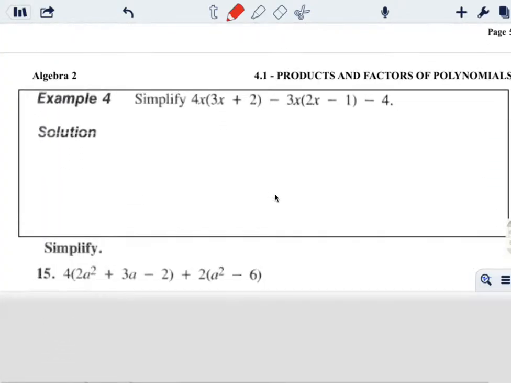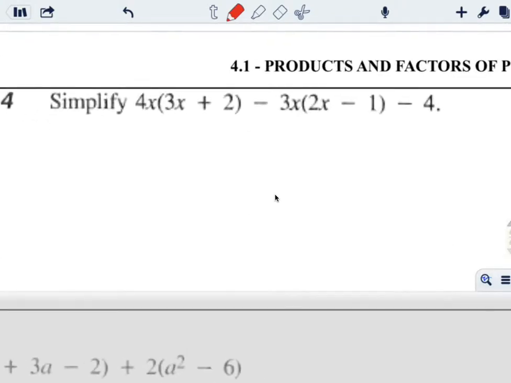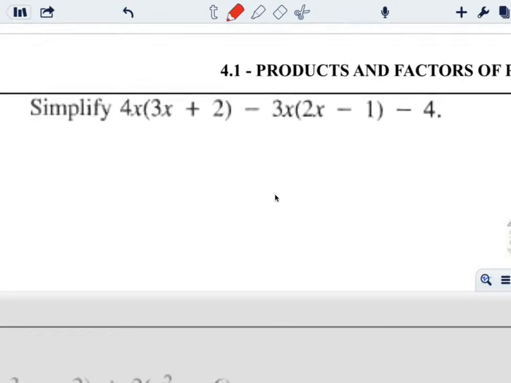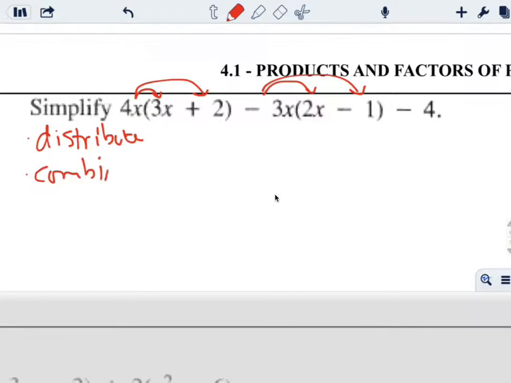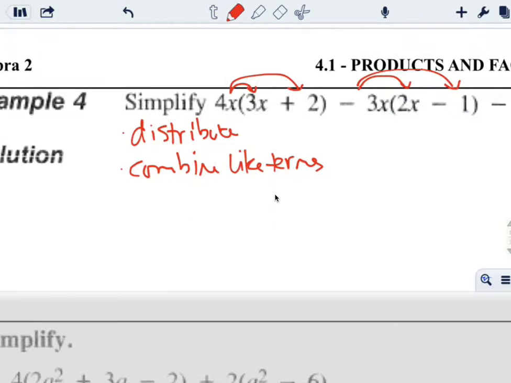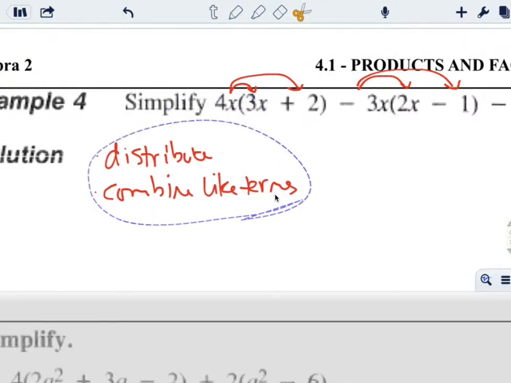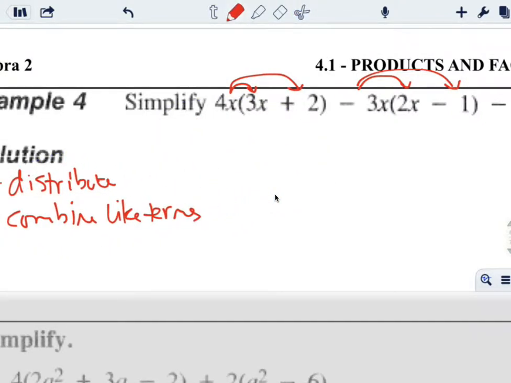And we've got one more. This type of problem, we want to simplify, and the easiest way to do these is distribute. I can distribute, combine like terms. So we will distribute, and then we will combine like terms. So, following that along, let me slide this over. Okay, so let's come over here.